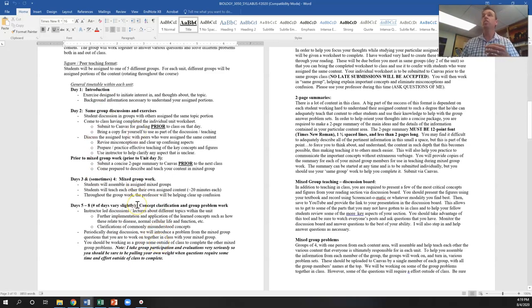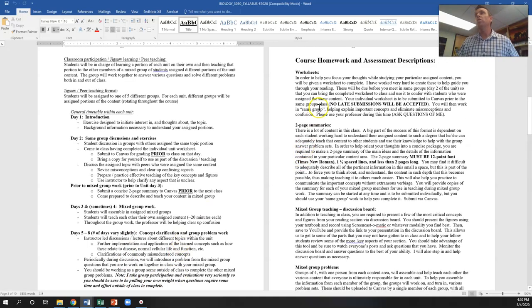And by the end of this, between reading, same group, mixed group, concept clarification, you've heard a lot of these concepts and used them over and over again so that they really start to stick in your mind. And when you go back and review for the exam and so forth, oftentimes students really find that they didn't have to review nearly as much as they thought because they were using all these things along the way.